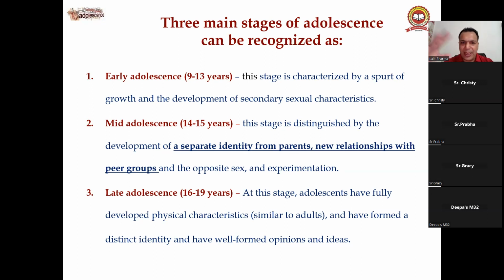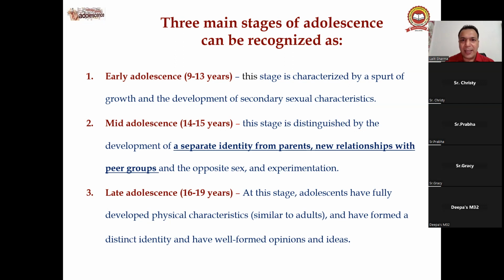Guys, generally it happens at the age of 14, 15, 16. The adolescent starts development of a separate identity from the parents. He starts developing new relationships with peer groups, the opposite sex, and experimentations. And being a teacher, you think that they are not obeying you. So guys, you are not there to dominate the student. You are there to help the students, to help the adolescents, because they are already encountering such kinds of problems. At that stage, you have to become a friend of the student. In that way, you have to teach.